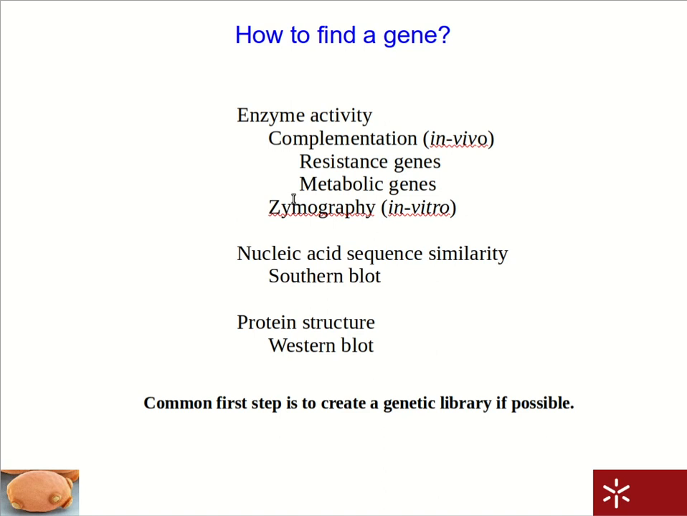We can use zymography to detect enzymatic reactions in vitro, provided that we have some way to detect this reaction. We can use nucleic acid sequence similarity, technologies like Southern blot, in order to identify similar genes. And we can use protein structure using technologies like Western blot. A common first step, regardless of the technique used, is to create a genetic library if it is at all possible.